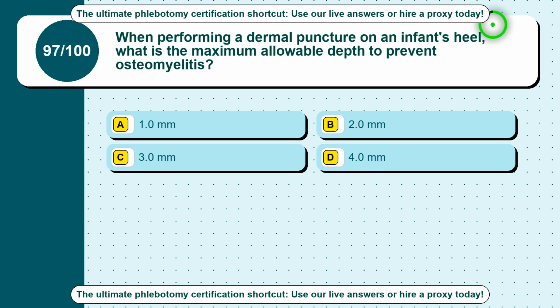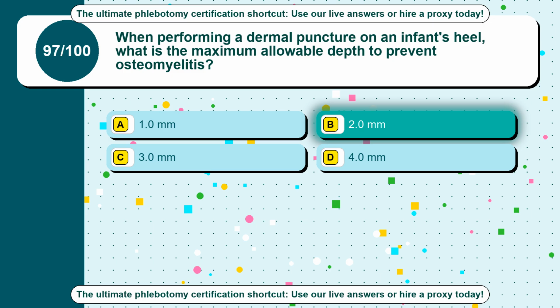Question 97. When performing a dermal puncture on an infant's heel, what is the maximum allowable depth to prevent osteomyelitis? Option A. 1.0 mm, option B. 2.0 mm, option C. 3.0 mm, option D. 4.0 mm. The correct answer is option B, 2.0 mm.